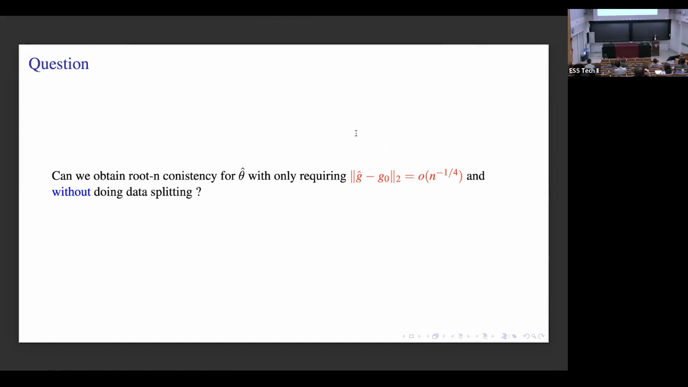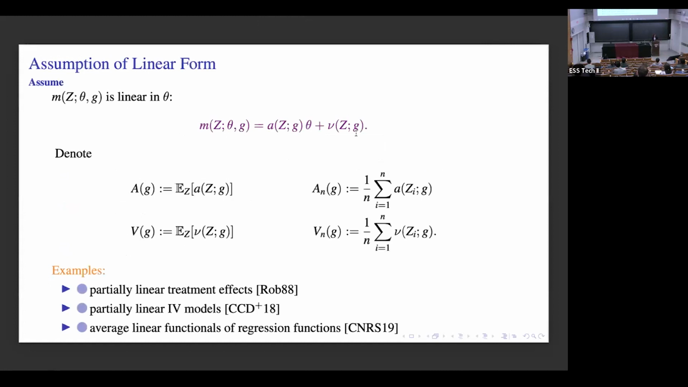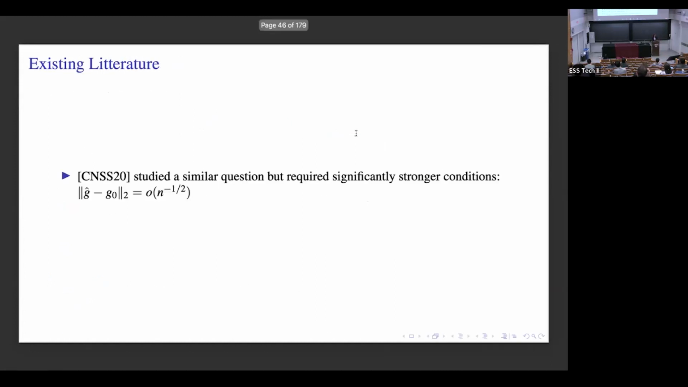And the answer is yes, as long as you assume some type of stability conditions. There was some previous work that studied exactly these questions, but they required some stronger condition on how fast you can estimate the nuisance parameter. And so we're going to be able to go around those conditions by assuming instead some stability property.